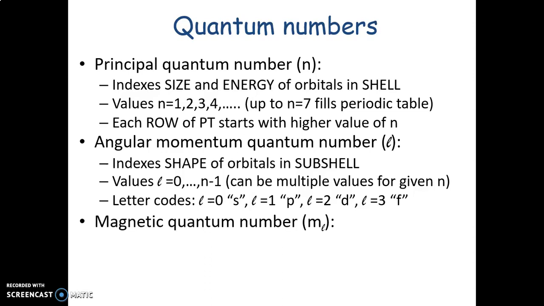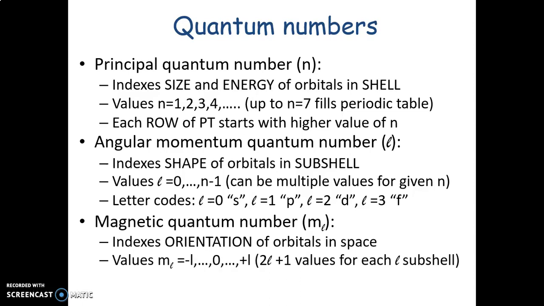Okay. The magnetic quantum number m sub l actually indexes the orientation of each individual orbital in space. It takes values that start at negative l and go through 0 all the way up to positive l. So there are 2l plus 1 values for each l subshell. And we've already talked about this. There's 1 s orbital, there are 3 p orbitals, there are 5 d orbitals, and so on. And that all kind of fits together.